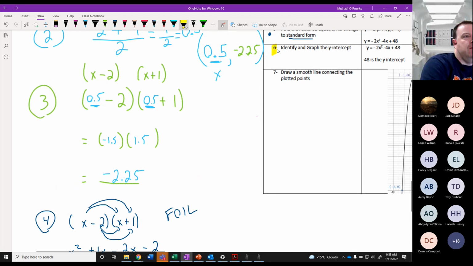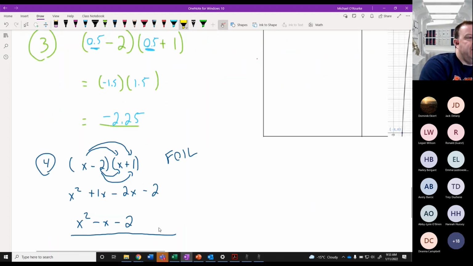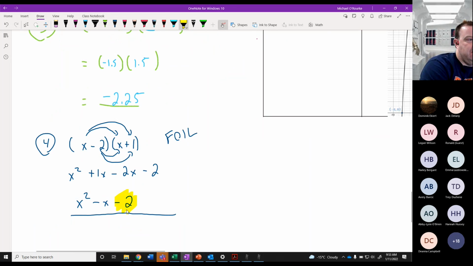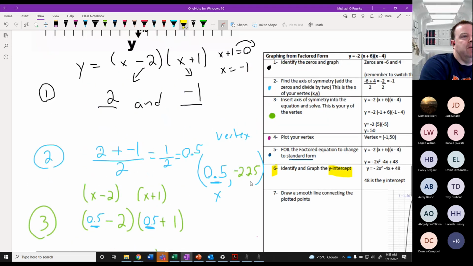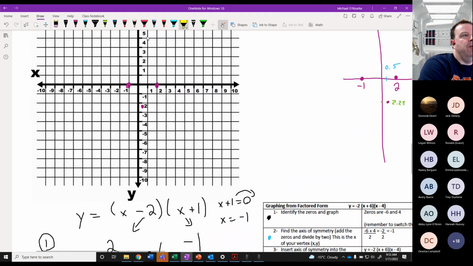Now, my next step is to identify my y-intercept, and my y-intercept is just the last number here. So my y-intercept in this case is -2. And then I can graph that. My y-intercept happens at -2. Let's say that's -2 right there. I put a dot right there, and then I'm just going to combine all my dots.